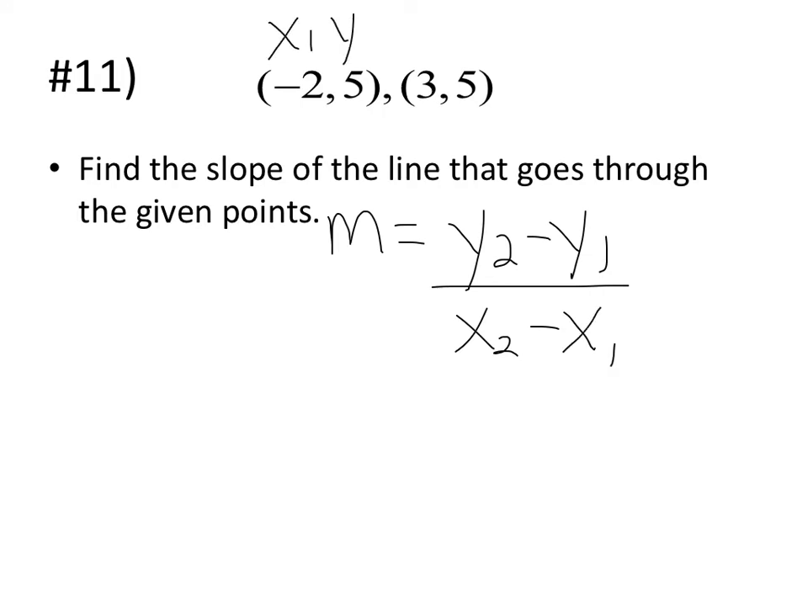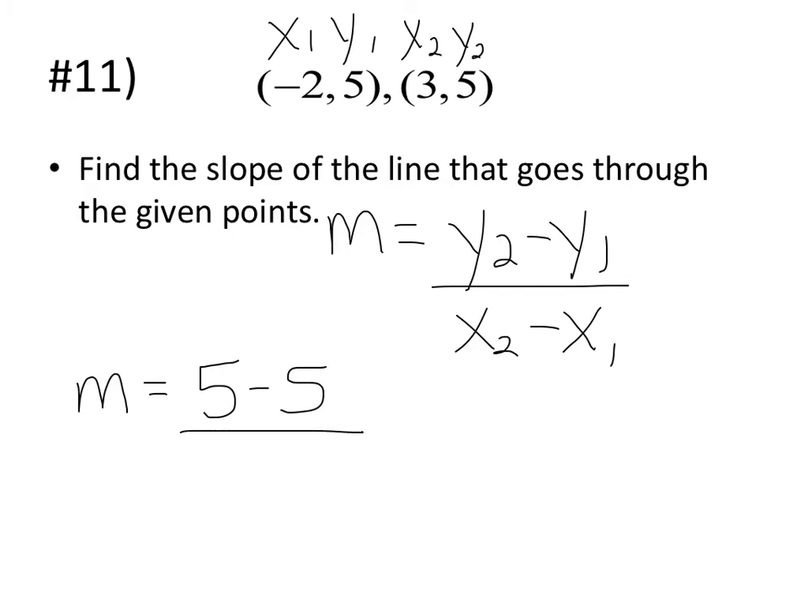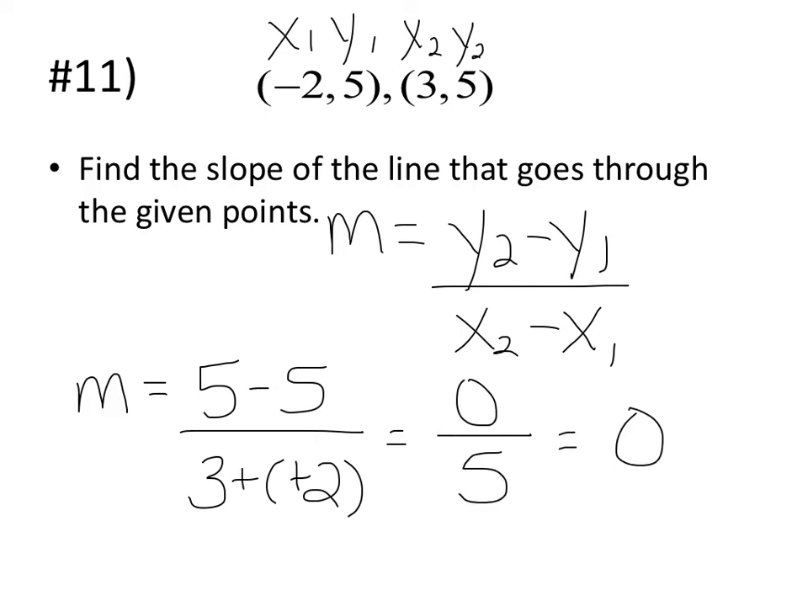Then you have M is equal to y2 minus y1 over x2 minus x1. So you have x1, y1, x2, y2. M is equal to 5 minus 5 over 3 minus negative 2. 5 minus 5 is 0. Add a line, change the sign. 0 over anything is just 0. So your slope for 11 is just 0.